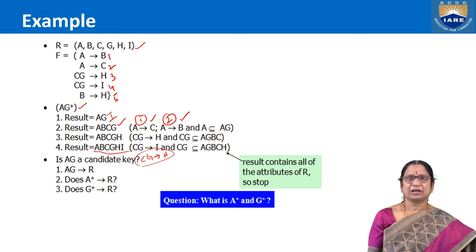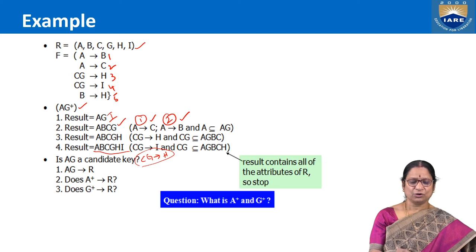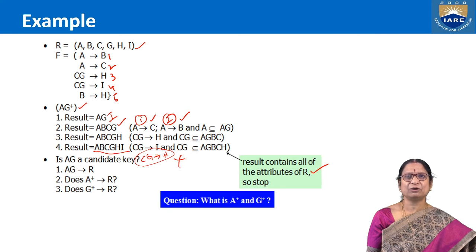ABCGHI. Now, should I consider the next one or should I stop? Every time we need to check. As I told you, when should I stop? This process is repeated till the attribute closure consists of all attributes of relation schema R, or there are no further FDs. But here we have further FDs because we have CG determines I, B determines H, etc. But what does the result consist of? Result consists of ABCGHI, which is equivalent to my R. So that's why the remaining FDs need not be considered.